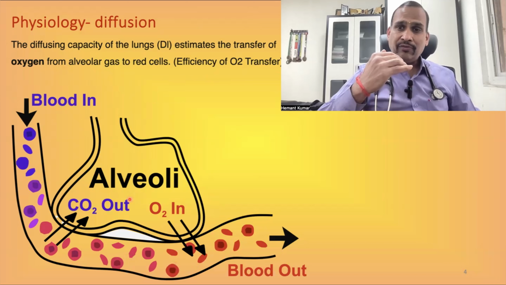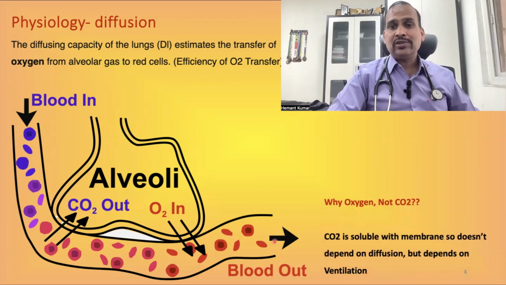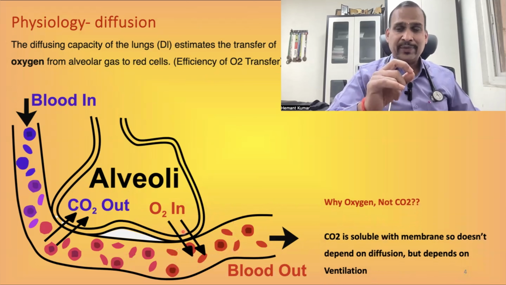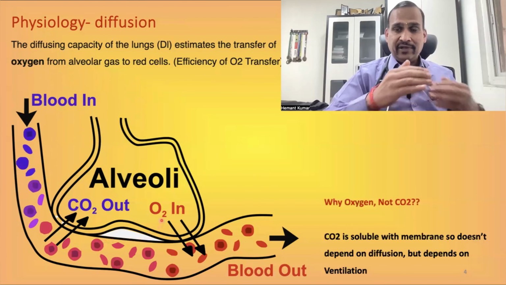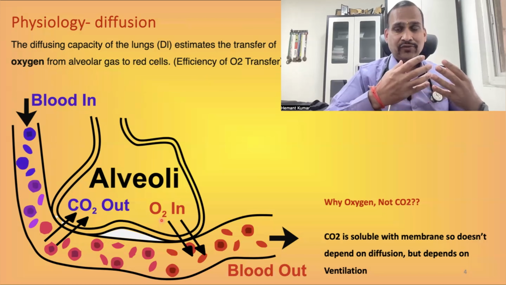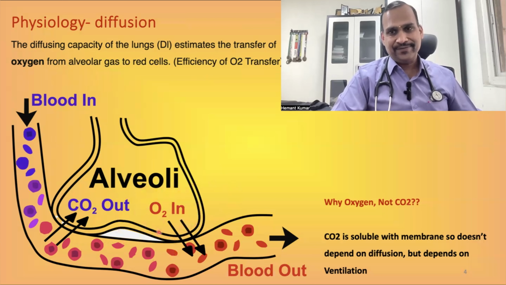So why are we checking for oxygen, why not for CO2? Because CO2 is very soluble in the membrane. It doesn't depend on diffusion. It depends mainly on ventilation, while oxygen depends on diffusion. CO2 is very soluble. If we remove 50% of alveoli, then also CO2 will wash out because of ventilation. So we need to check diffusion. That's why we are checking diffusion for oxygen.